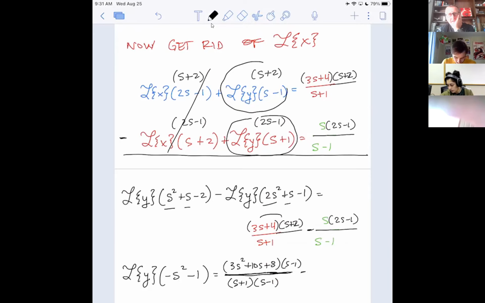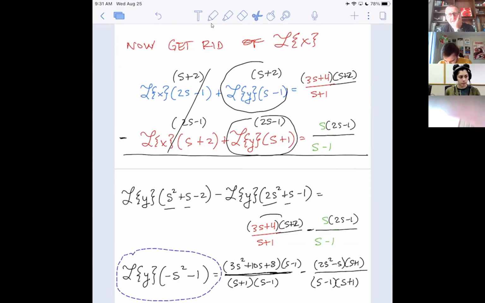I'm always worried about negative signs because I'm going to forget to distribute and do something dumb. But on the top of that, I would have 2s squared minus s. But then I want to add these. So I'm going to have to multiply it by the s plus 1 it is missing. And in that way, I'm going to be able to collect all the junk together on the top. So that doesn't seem like a terrible plan.